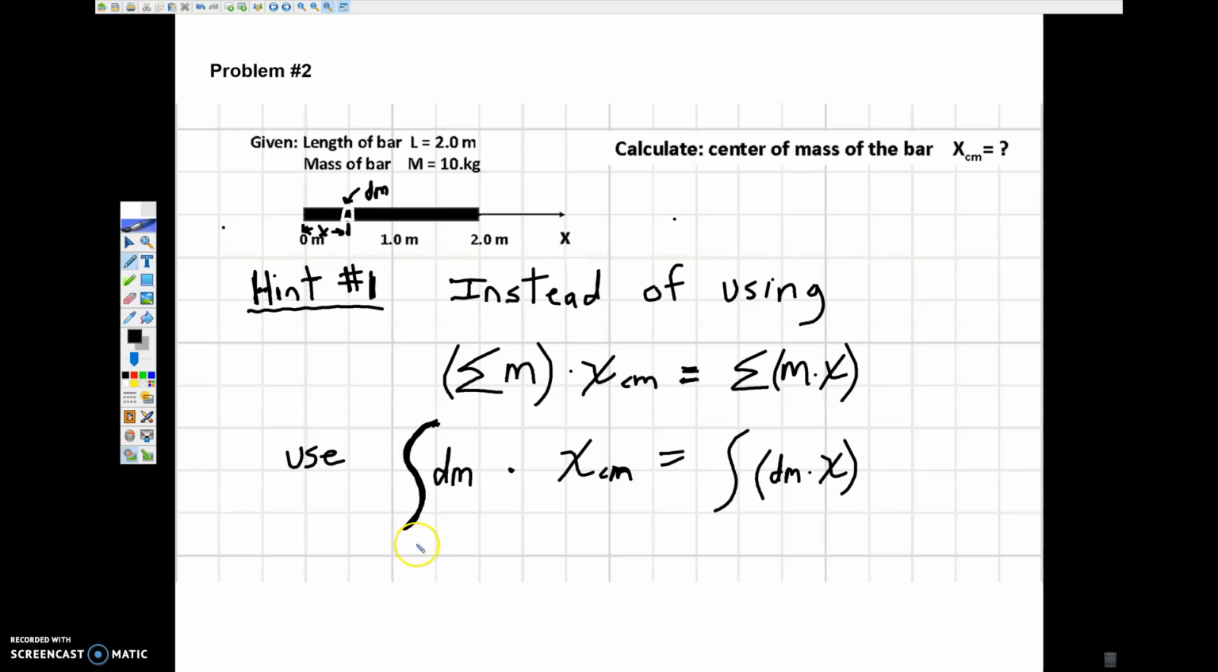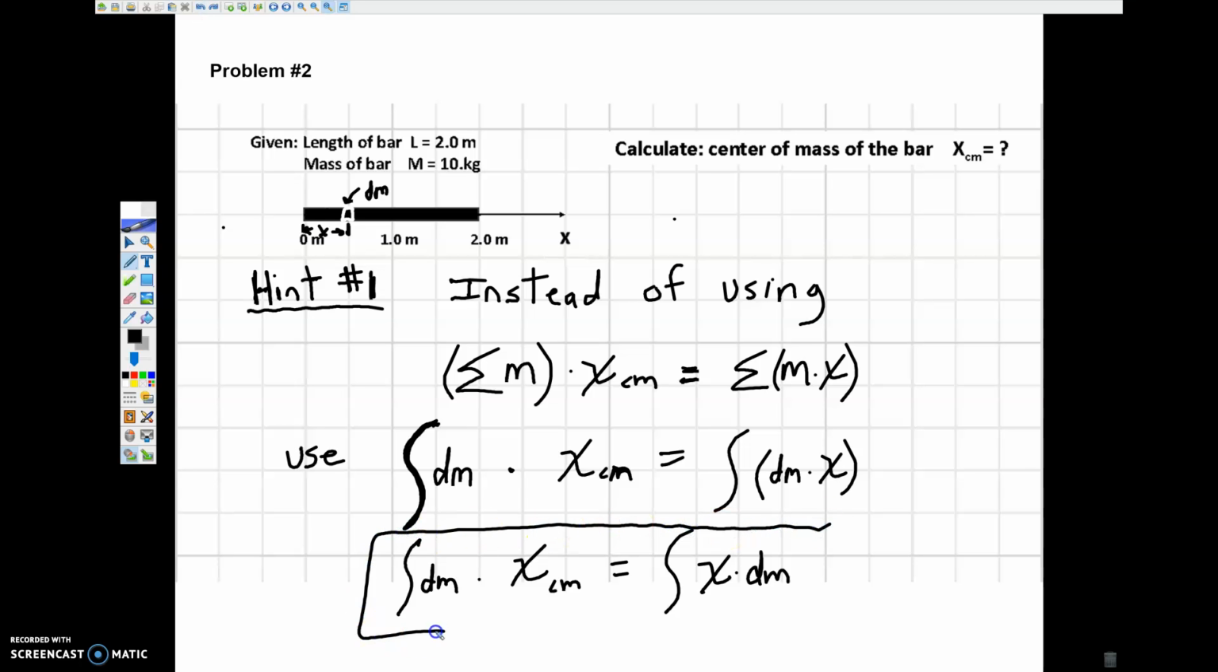But usually this is written as the integral of dm times x center of mass equals the integral of x dm, like that. And usually there's not even parentheses on that last integral, so let me take those off, like that. So that's the formula you're going to have to use.